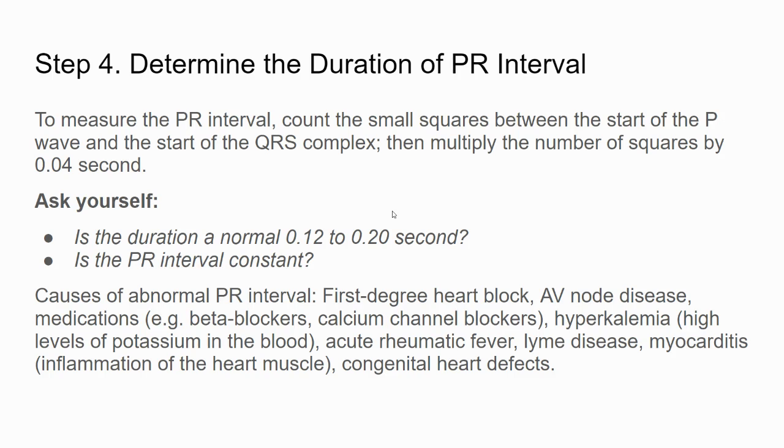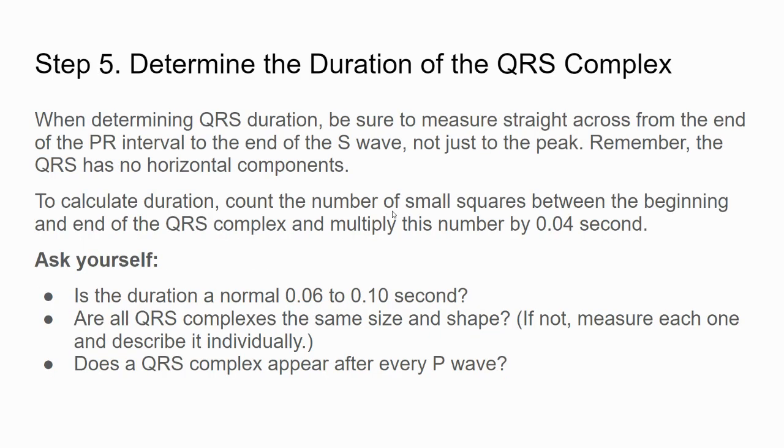Causes of abnormal PR intervals: heart blocks, AV node disease, medications such as beta blockers and calcium channel blockers, hyperkalemia (high levels of potassium in the blood), acute rheumatic fever, Lyme disease, myocarditis (inflammation of the heart muscles), and congenital heart defects.